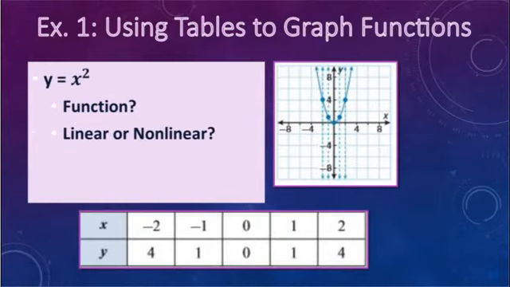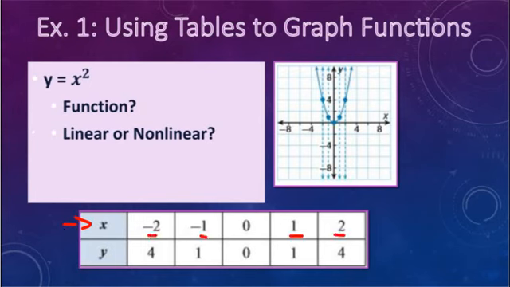This next one, y equals x squared. Here, they're just squaring whatever the x is. And so they chose their own x values in here. If you put a negative 2 in there, negative 2 squared is 4. Put a negative 1, negative 1 squared is 1. Put a 0, 0 squared is 0. But you notice that they put the positive forms of each of those numbers.